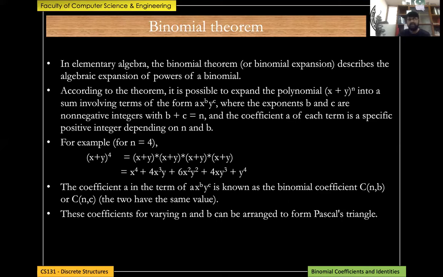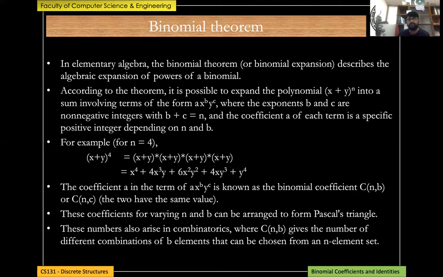These coefficients for varying n and b can be arranged to form something which we call Pascal's triangle. So what is a Pascal's triangle? We'll discuss that in the next slide a little bit, and maybe in more detail in the later part of this lecture. But for introduction, it's necessary to know that you can arrange these coefficients into a Pascal's triangle. And of course, we've already studied combinations and combinatorics in the previous section, where C(n, b) gives the number of different combinations of b elements that can be chosen from an n element set. So that's the whole thing.